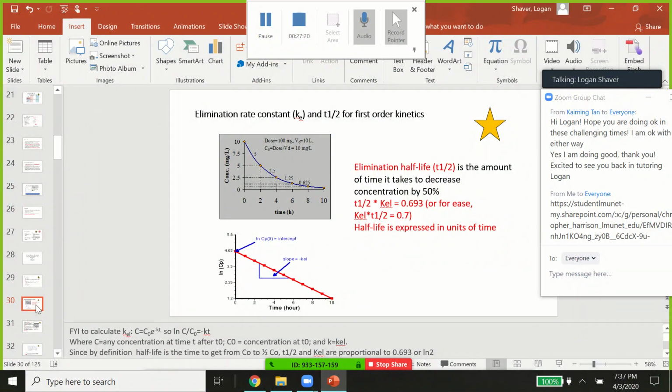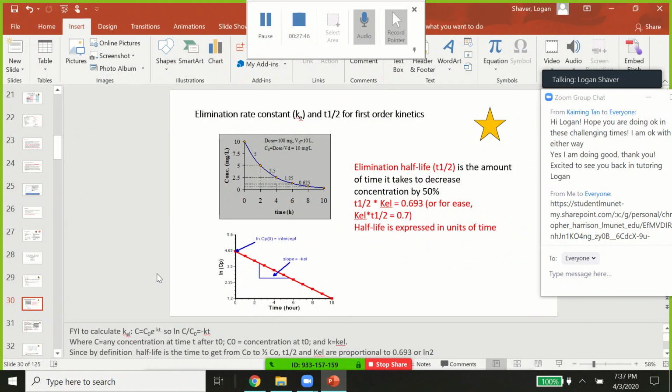So the elimination half-life, we've already talked about. It's just the amount of time it takes for the concentration to decrease by 50%. Totally makes sense, right? With it being called half-life. And this gives you a little formula to figure that out. From my recollection, I don't think we ever had to determine the half-life from a formula at all.